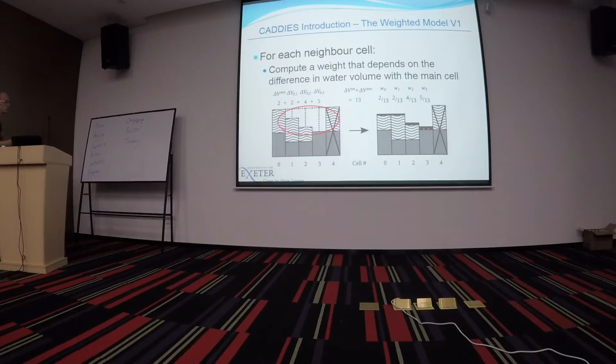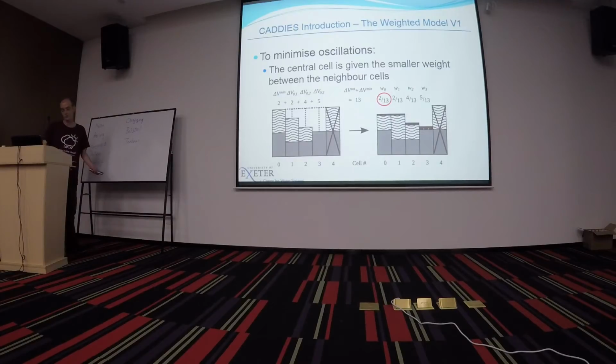And critically, this will leave some water in the main cell. So the idea is that it's not emptying the main cell, because if it's empty, clearly water must come back into it from its neighbors, which have received water in the previous iteration. This is designed to minimize the oscillation.